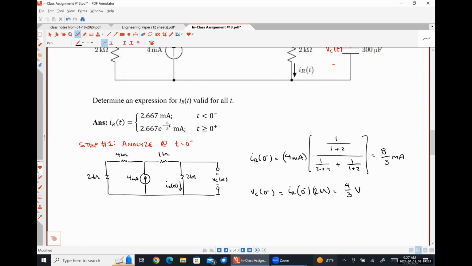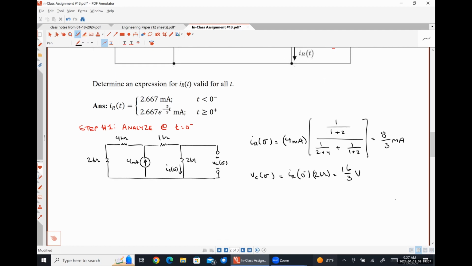Wait a minute, 8 times 2 is definitely not 4. So the analysis is fine. My ability to do simple math is very much not. Okay, sorry about that. 16/3 of a volt seems more reasonable. All right, sorry about literally not being able to multiply. What that PhD will do to you.